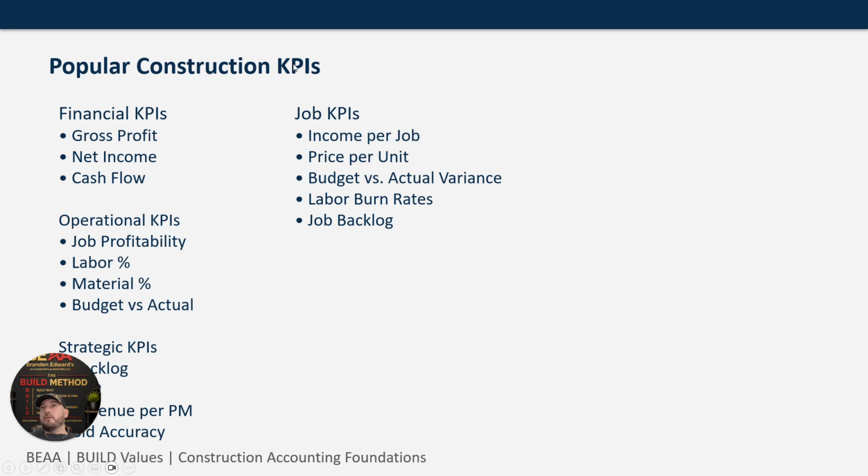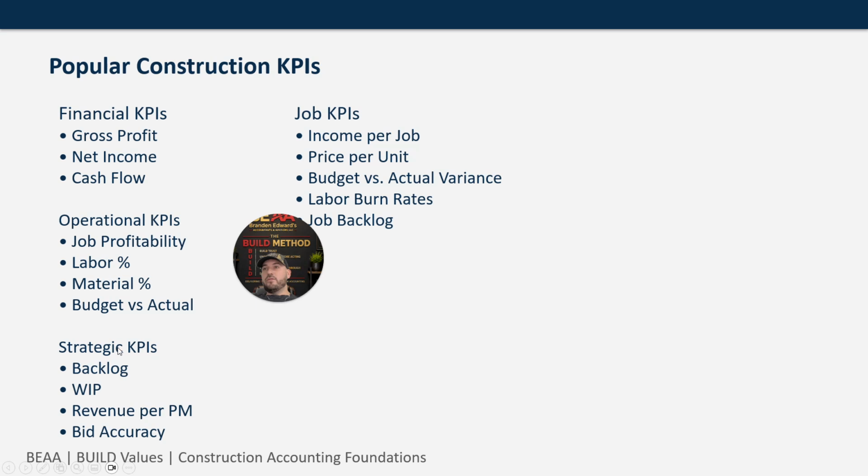All right, these are popular construction KPIs. Financial KPIs: gross profit, net income, cash flow. Pretty self-explanatory, and I think basically all clients have the same KPI at some point, right? Everyone's going to try to look at net income. Operational KPIs: job profitability, labor percentage, material percentage, budget versus actual. These are going to be driven by operational reports, job profitability detail, any report that is item based. Strategic KPIs: backlog, WIP, revenue per PM, bid accuracy.